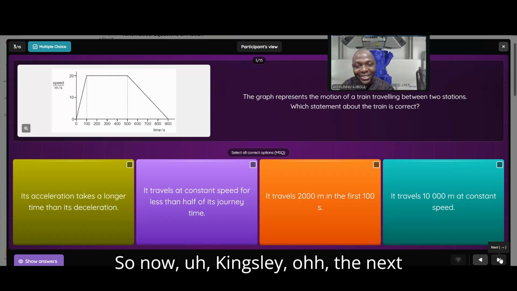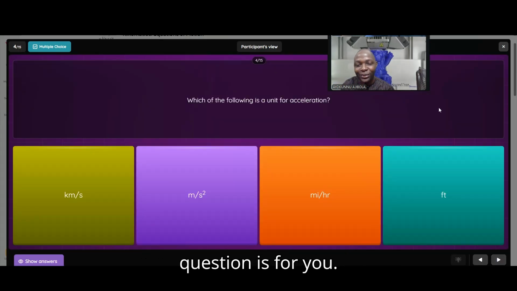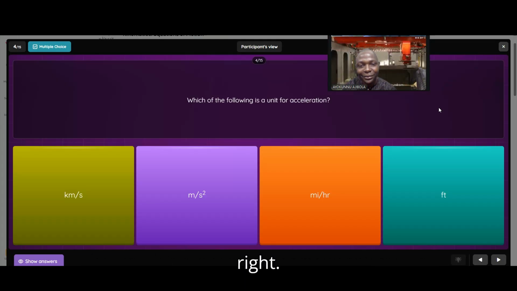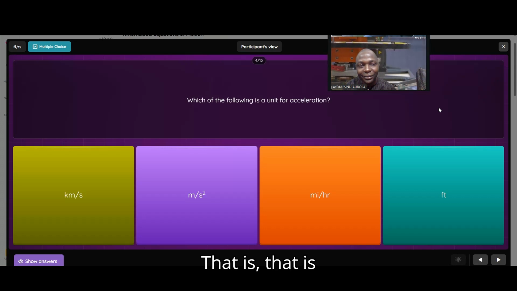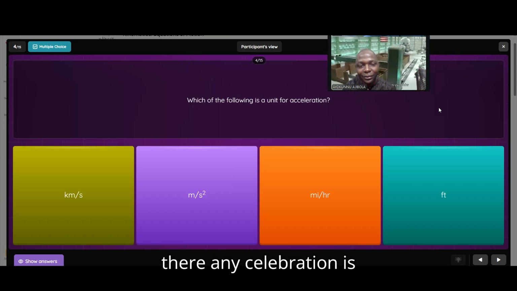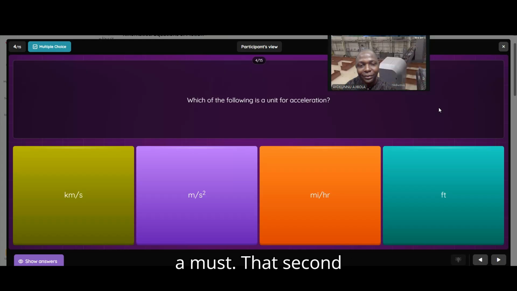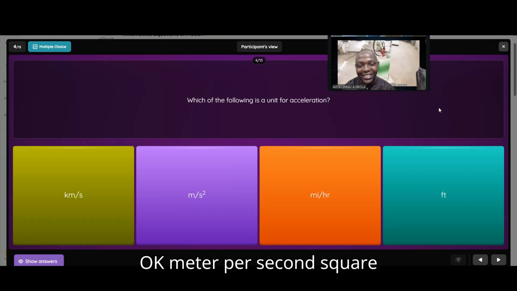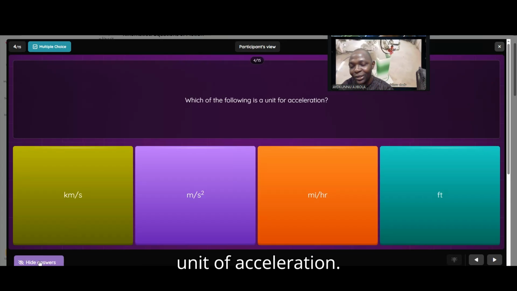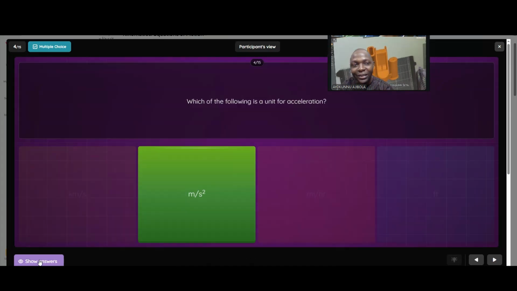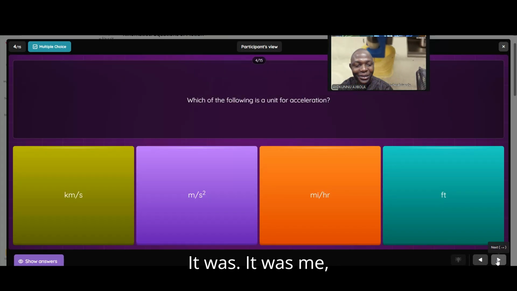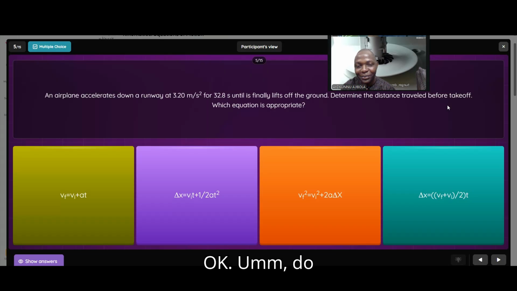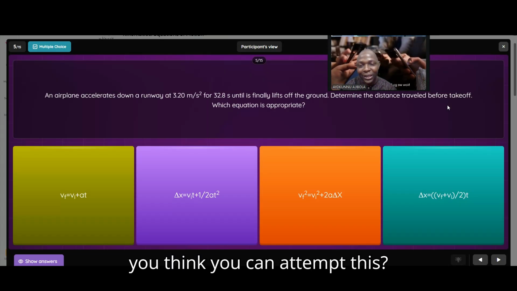So now, Kingsley, the next question is for you. The graph represents the movement... What is a unit of acceleration? Mass per second square. Did you say mass? Meter per second square. Okay, meter per second square is the unit of acceleration. No, meter, it was a mistake. Okay. So, Okiki, do you think you can attempt this?